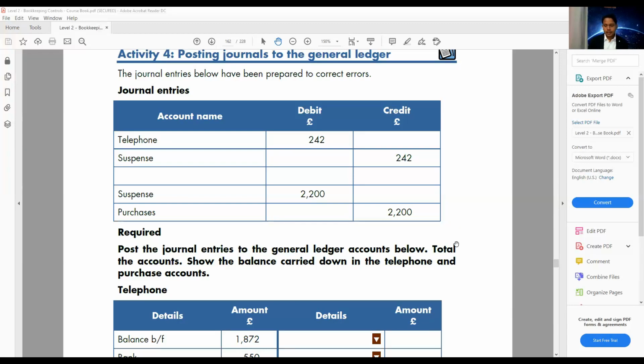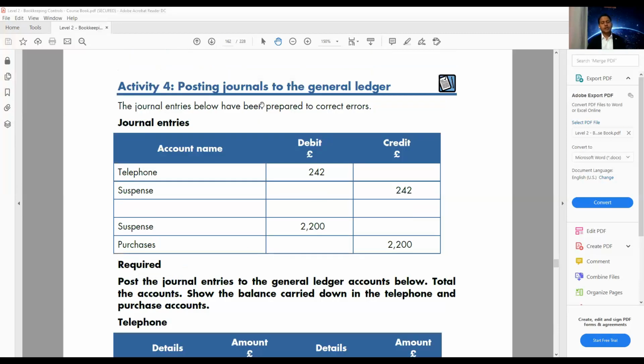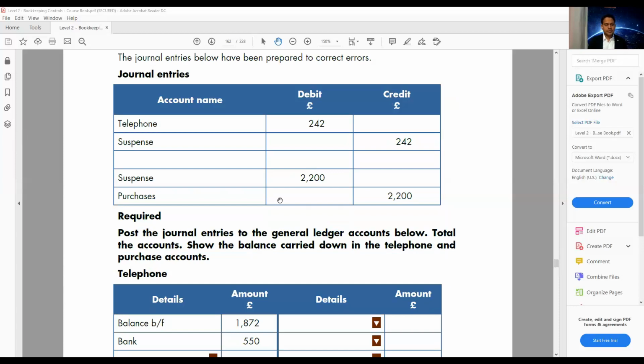So this one we have the journal. They're asking to post the journal. Activity 4, posting journal to the general ledger. The journal entries below have been prepared to correct the error. So the first one, telephone debit, suspense credit, suspense debit, telephone credit. You need to see this one like two at the same time. Two entries.